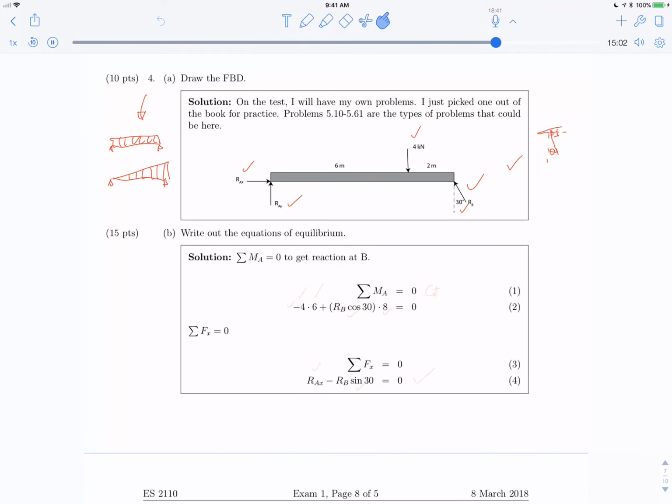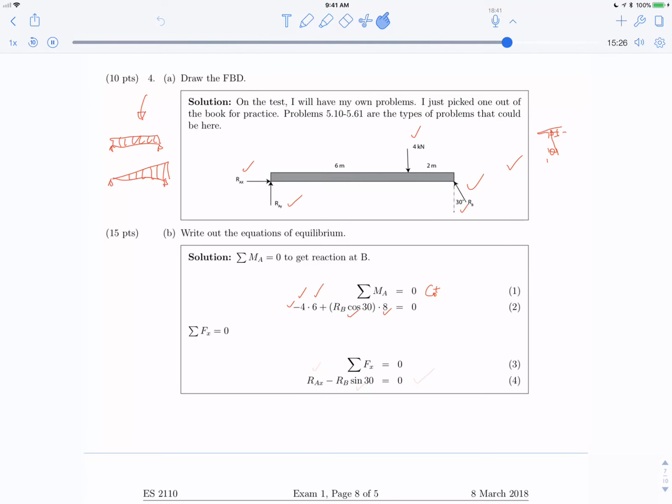And so taking moments about A, you have the 4 at a distance of 6 meters. It's going clockwise around A, so negative. I always take counterclockwise as positive. Then you have the Y component of RB, RB cos 30, and its distance away is 8. The X component of RB goes right through A, so there's no moment.